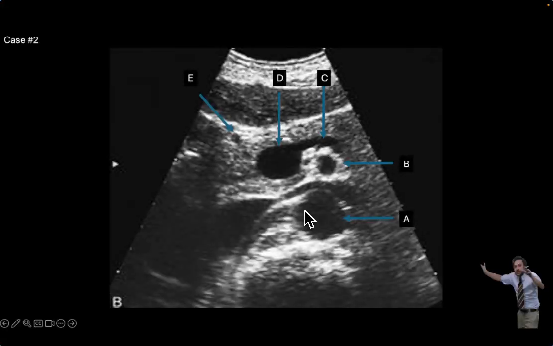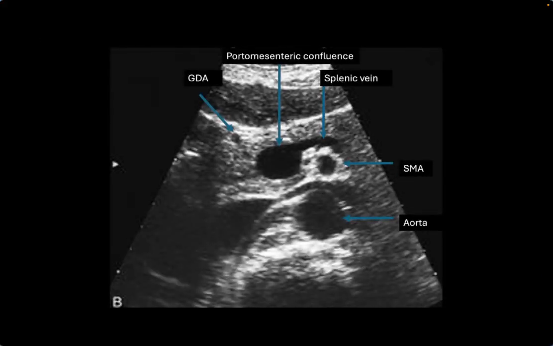All right, case 2. Name the structures. All right, so this is an ultrasound image, axial. We're looking at the portomesenteric confluence here, and then the aorta here. Here's your spine. That's giving some shadowing.